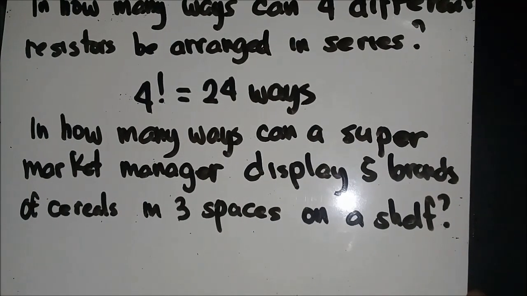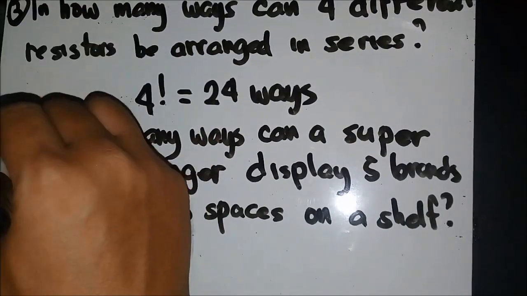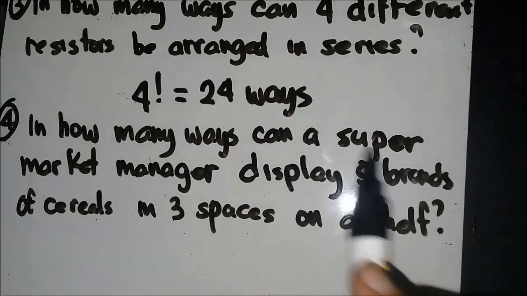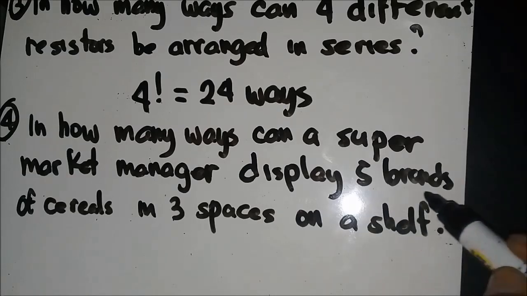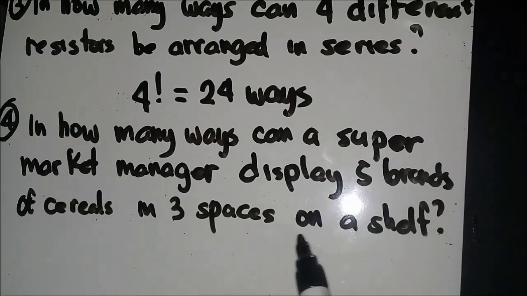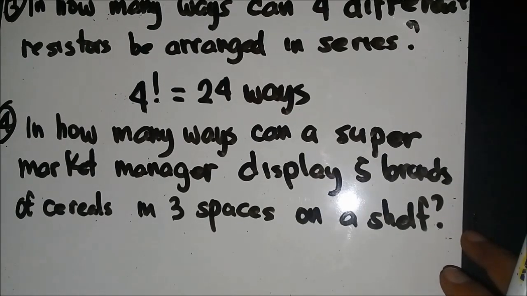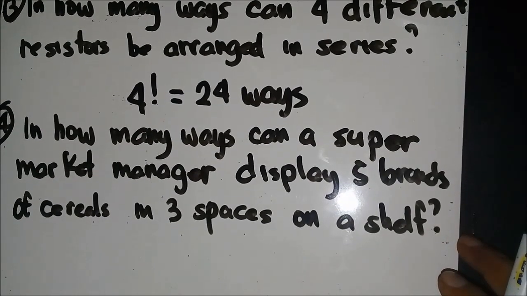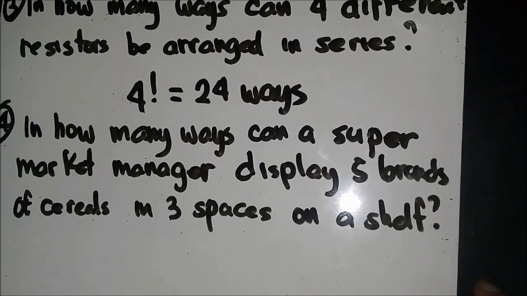We have another example here. Let us say this is example 3 and example number 4. In how many ways can a supermarket manager display 5 brands of cereals in 3 spaces on a shelf? Okay, you can do it in 2 ways: the slot method, and the formula or the factorial notation.